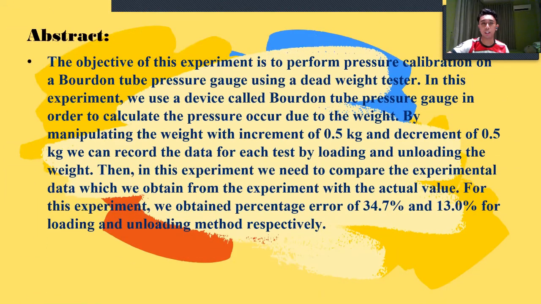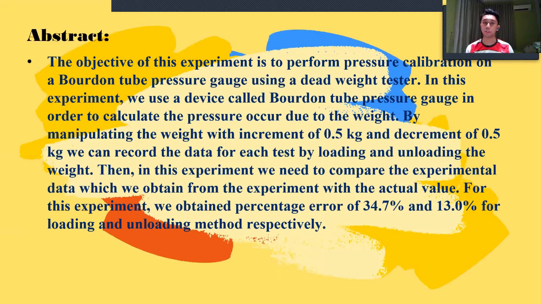The objective of the experiment is to perform pressure calibration on a Bourdon tube pressure gauge using a dead weight tester. In this experiment, we use a device called a Bourdon tube pressure gauge in order to calculate the pressure that occurs due to the weight of the load by manipulating the weight with an increment of 0.5 kilogram and a decrement of 0.5 kilogram. We record the data for each test by loading and unloading the weight itself.